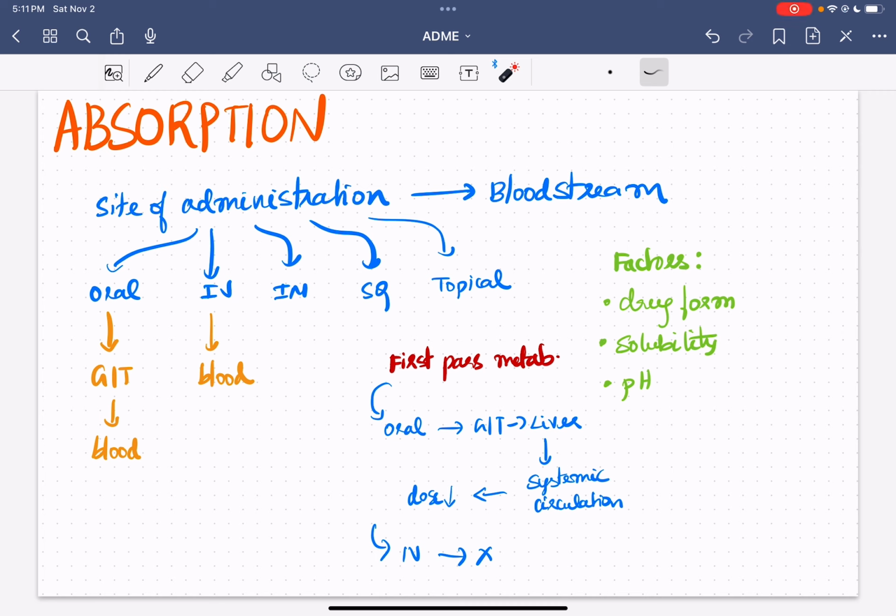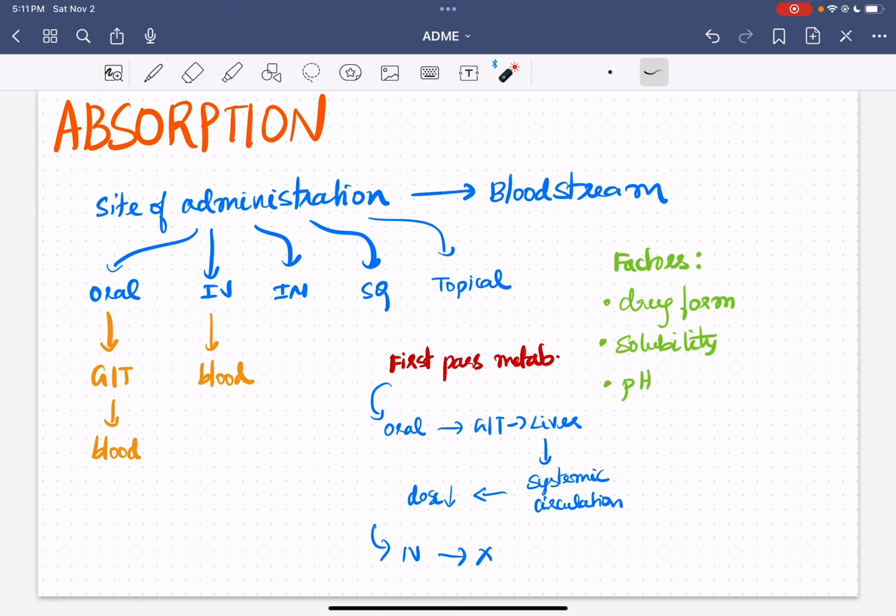So what's the absorption? It starts from the site of administration. So let's say you give the drug orally or through IV or through intramuscularly or through subcutaneous or topical, like your sprays or anything. Those are topical, like creams, all those things. So it starts from the site of administration, and from the site of administration to reaching the bloodstream. That is called your absorption, which is pretty basic, right?